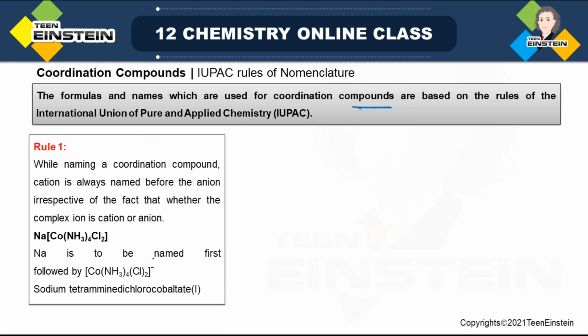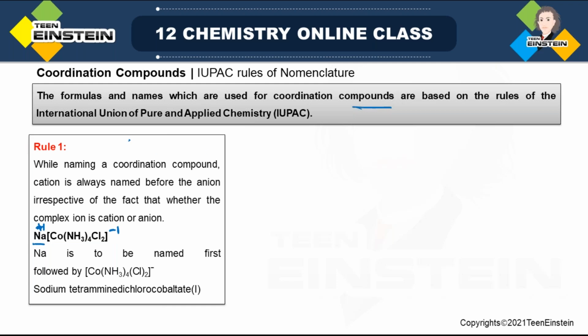Rule number 1. When we name a coordination compound, we know there is a cationic part, there is an anionic part. So if you take particularly this example, sodium is present outside the coordination sphere. It is carrying +1 charge, and obviously the charge inside the coordination sphere will be -1. And the moiety that is present inside, Co(NH3)4Cl2, together forms the anion. So here the fact is, the cationic part will always be named first, after that the anion. And it is very easy to remember.